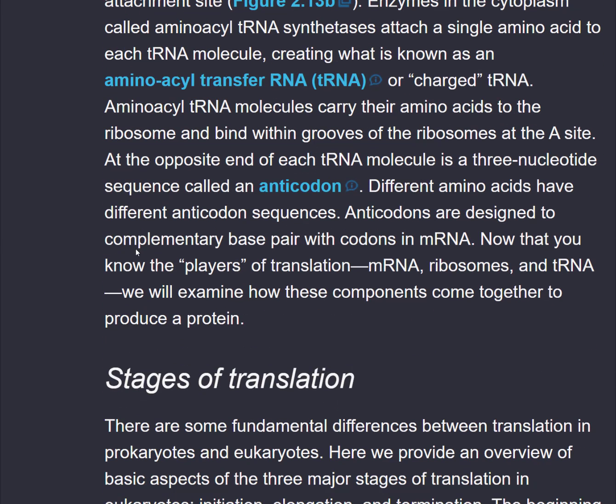Anticodon. A 3 nucleotide sequence at the end of a tRNA molecule. During translation, the anticodon binds to a specific codon in an mRNA molecule by complementary base pairing.